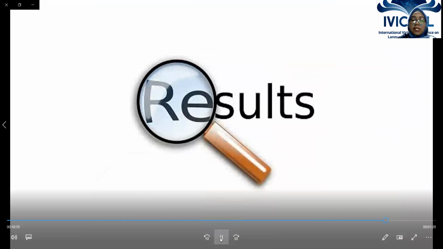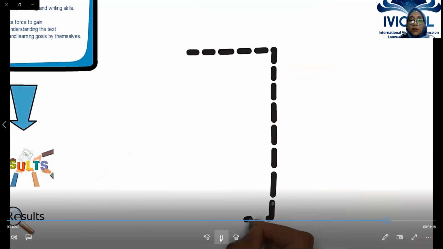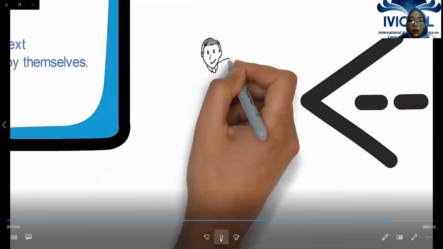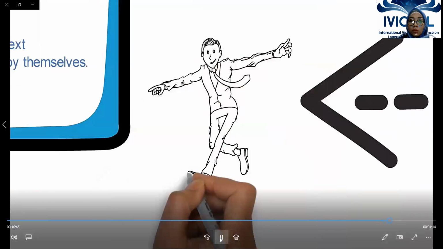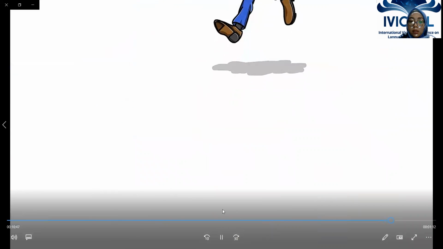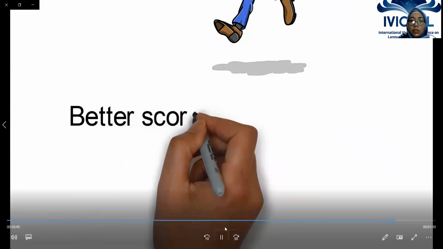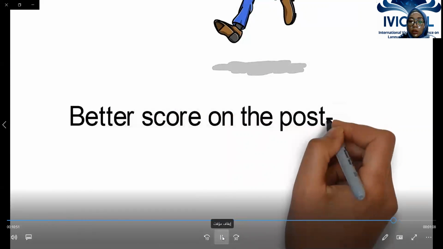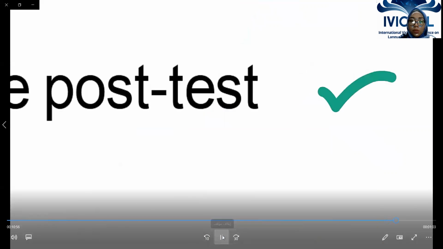What is the result of all this activity? The first one, I gave them a post test. And what is the result? Students can achieve a better score on the post test.